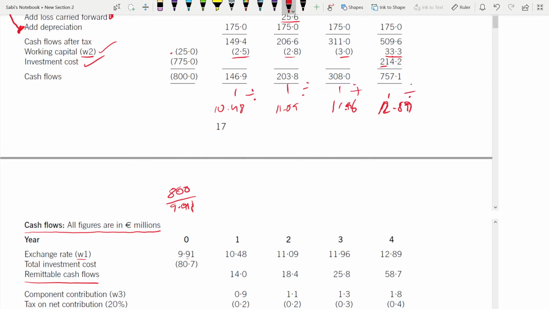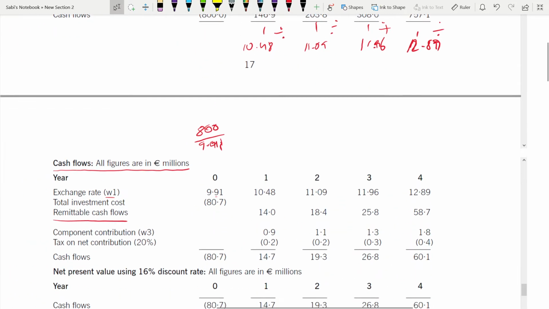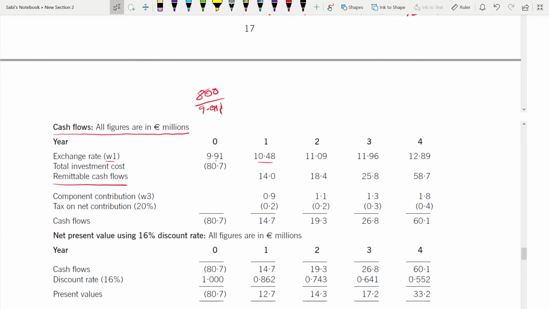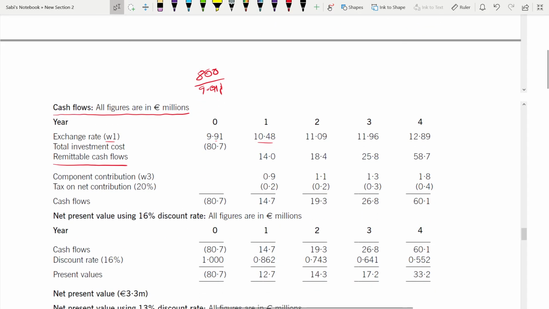When you are dividing, you don't have to show that you are dividing. You can just put it in your calculator and write divide, because you already wrote the exchange rate, so it is understood that you have converted. So now remittable cash flows. Next, component contribution is there.